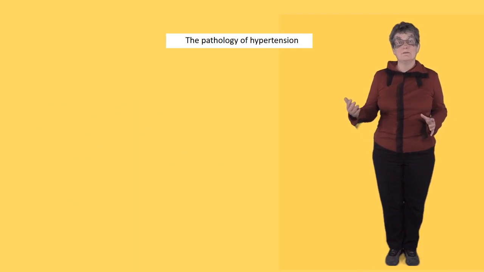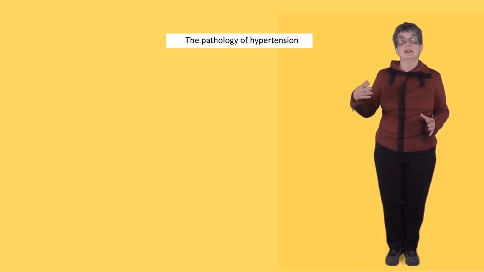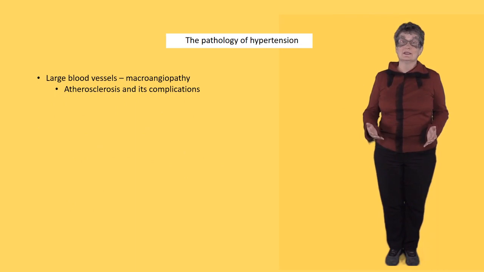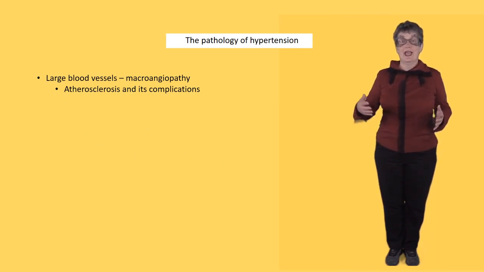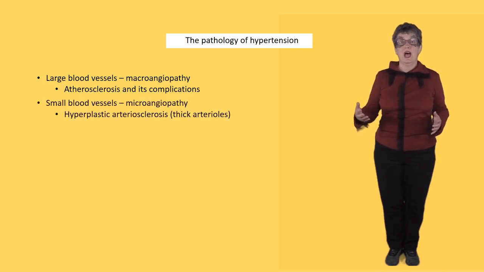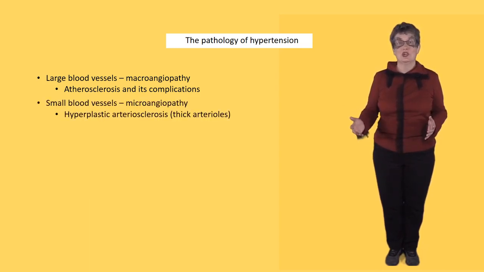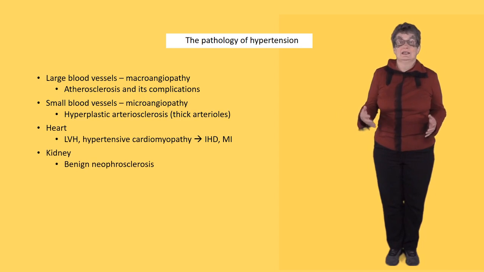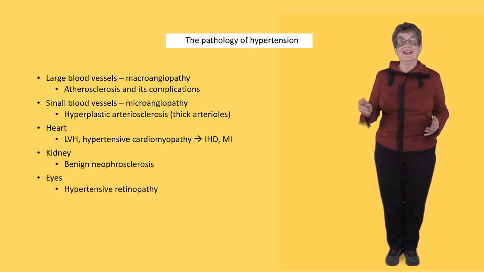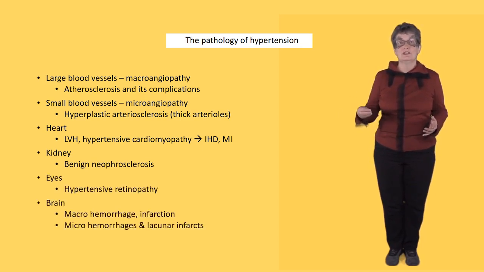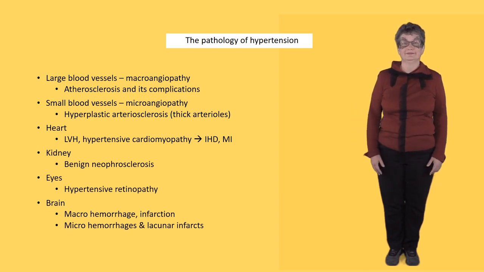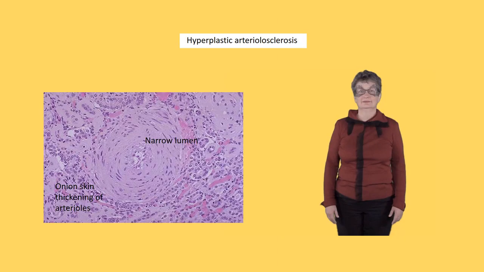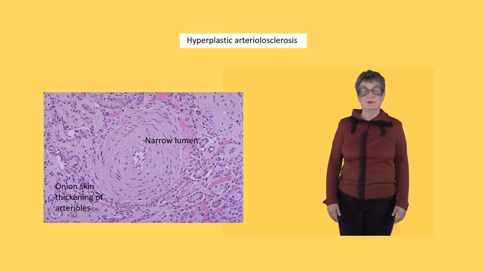Hypertension can affect many organs around the body. Large blood vessels, as we've discussed, with atherosclerosis and its many complications, small blood vessels, the heart with hypertensive cardiomyopathy and ischemic heart disease, the kidney with benign nephrosclerosis, the eyes with hypertensive retinopathy, and the brain with hemorrhage and infarction. Let's consider some of these.